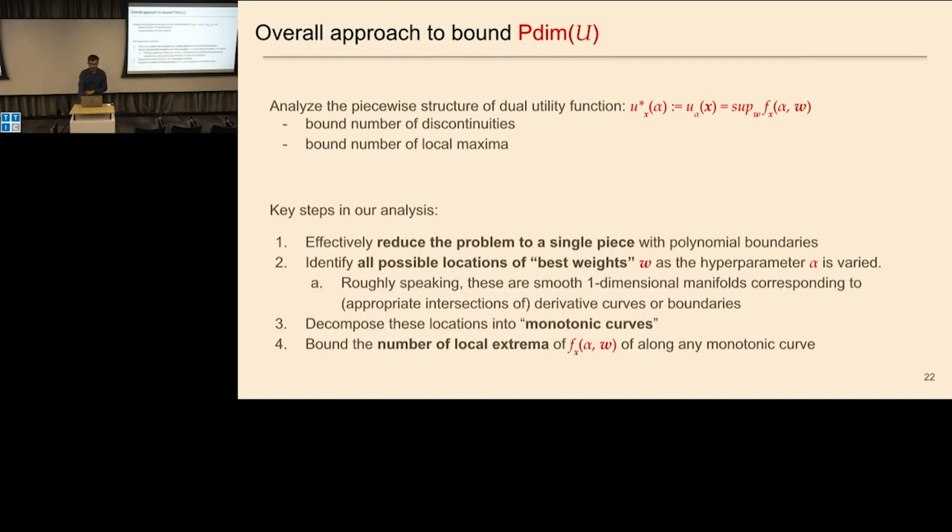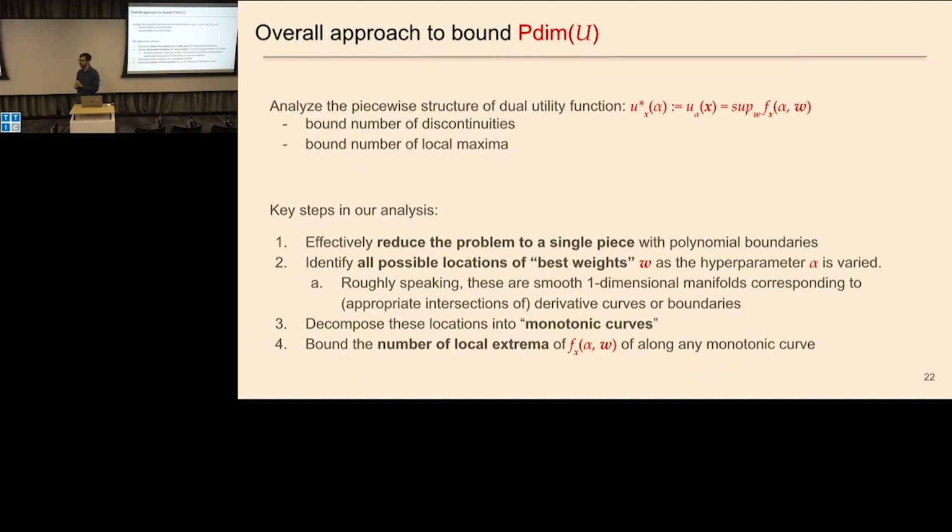So here are the key steps. I'll go over each of them in detail, but just to give a feeling of what's going on. You start with reducing the problem. You have this piecewise polynomial with all these different pieces. You can reduce the problem to a single piece, but it's challenging even within a single piece. So within a single piece, you identify all possible locations of the best weight, and those can appear either on boundaries or in the interior. If they appear in the interior, they must correspond to the derivative with respect to the weight being 0. So some kind of derivative curves or boundaries.